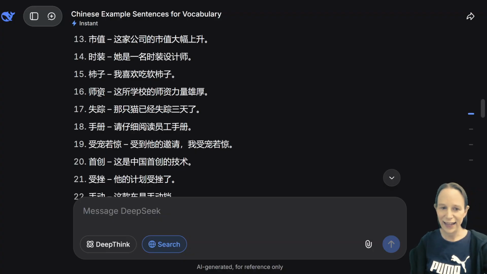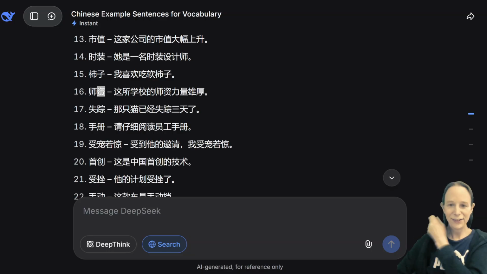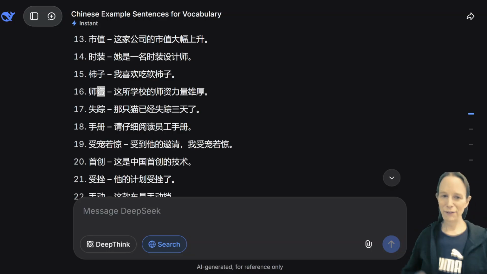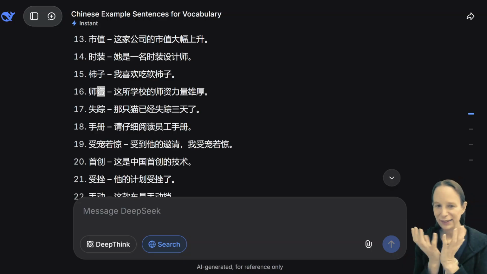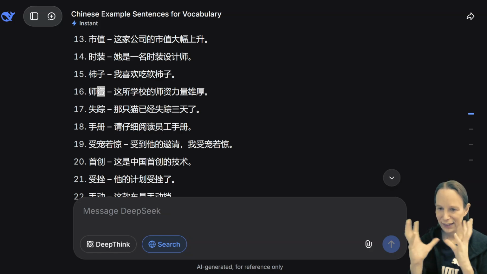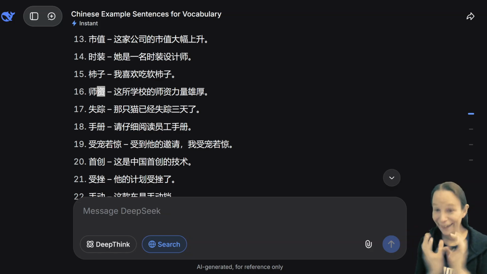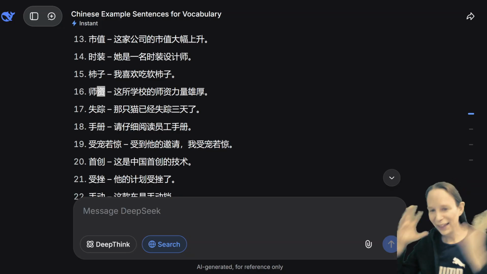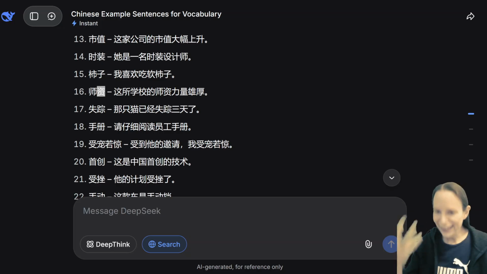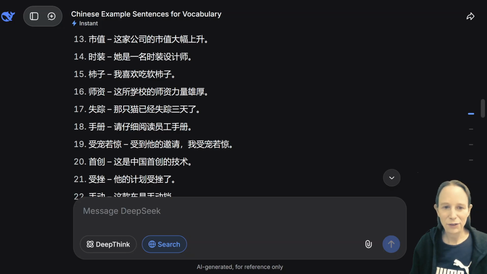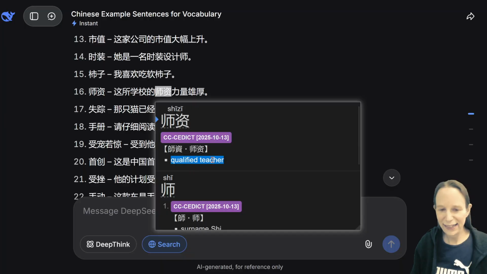师资. Well, you already know the first one, teaching. Here it means resources or something. So teaching resources. It refers to your teachers as a whole, maybe at your school, thinking of them as a single entity and as a kind of resource. 就说学校的师资力量雄厚. Qualified teacher.